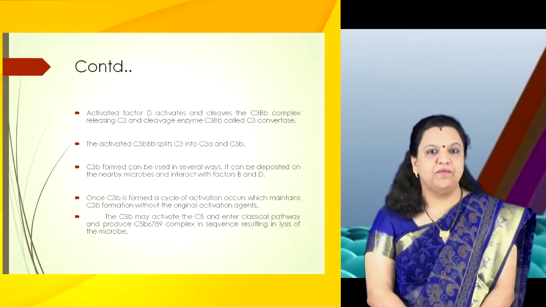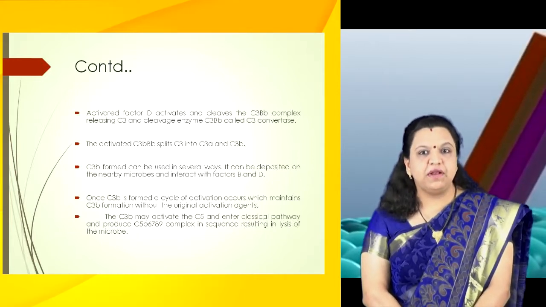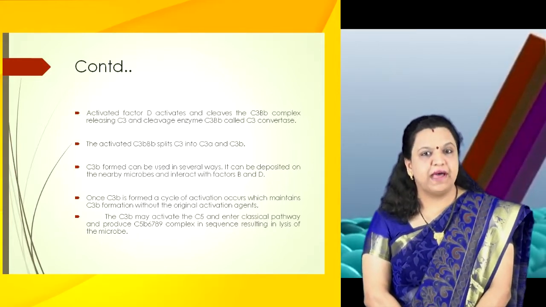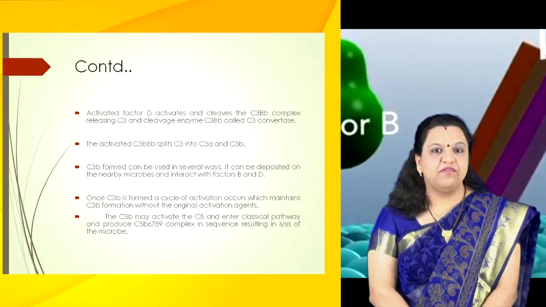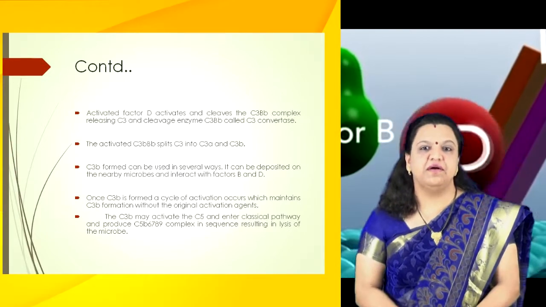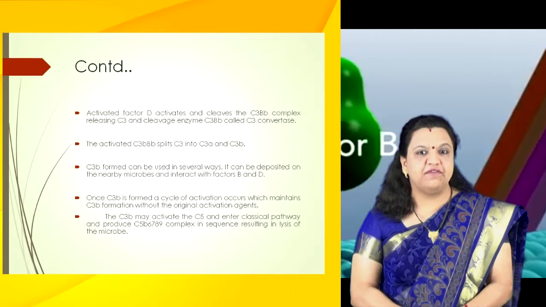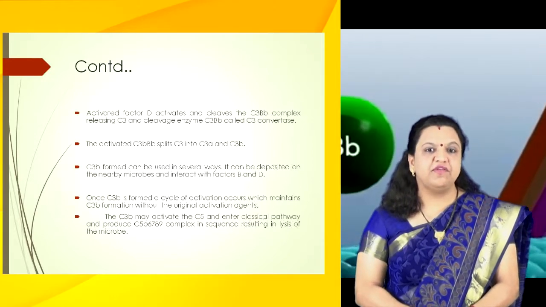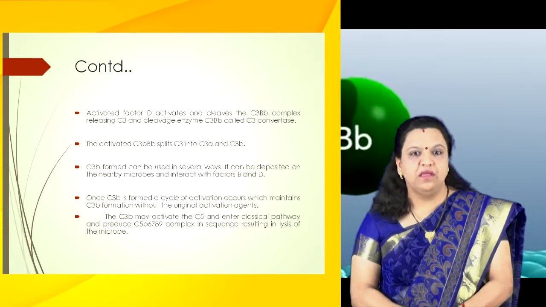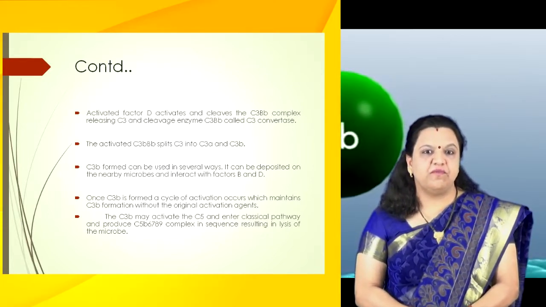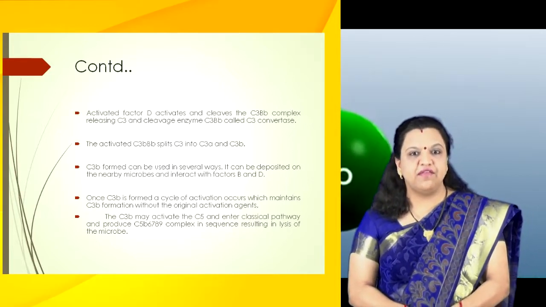C3b binds to form more C3b. The C3b formed can be used in several ways. It can be deposited on a nearby microbe and interacts with factors B and D. Once C3b is formed, a cycle of activation occurs which maintains C3b formation without the original activating agents. The C3b may activate C5 and enter the classical pathway and produce the C5b, 6, 7, 8, 9 complex in sequence, resulting in the lysis of the microbe.